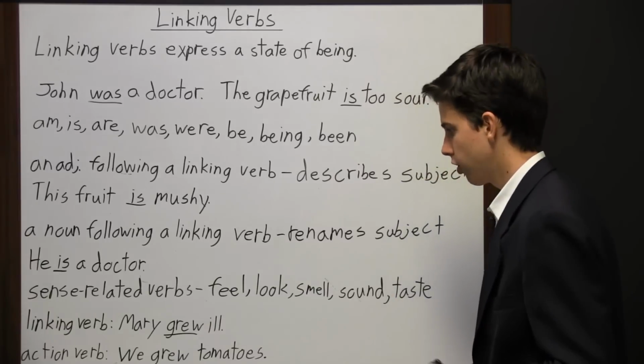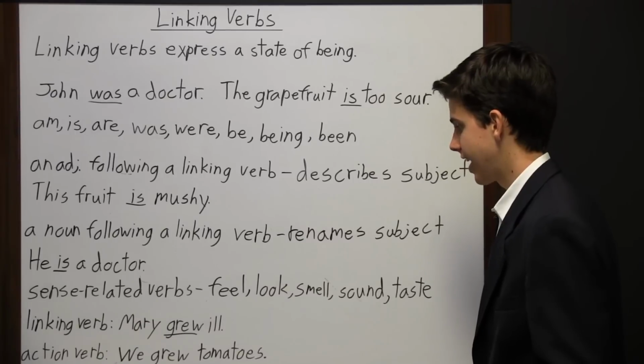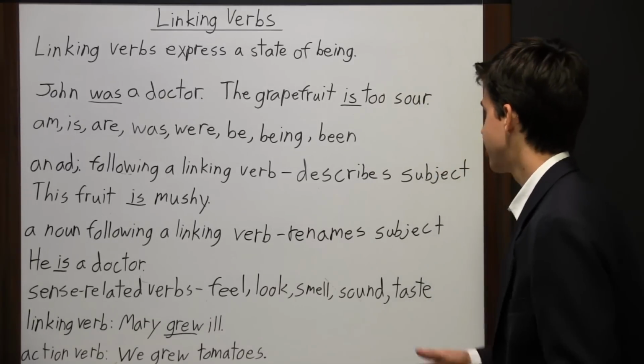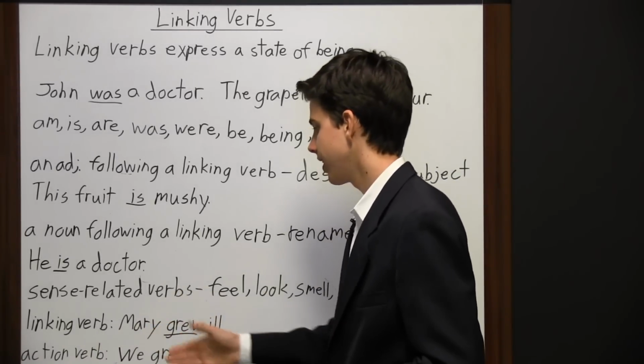And so a linking verb is going to have a noun or an adjective following it. So here we have "ill," which is an adjective. And since it's an adjective, it must be describing the subject. And sure enough, it is. It's describing Mary. It's saying that Mary is ill.